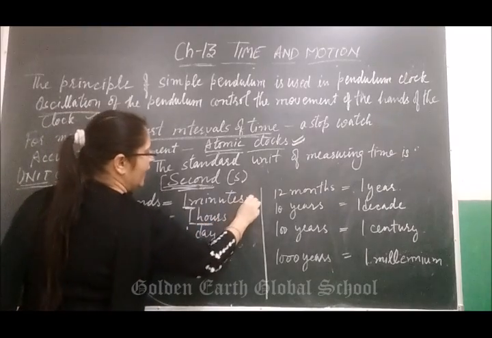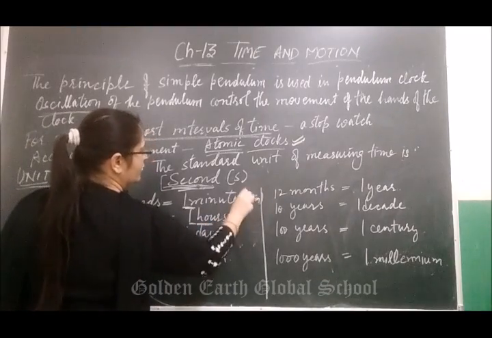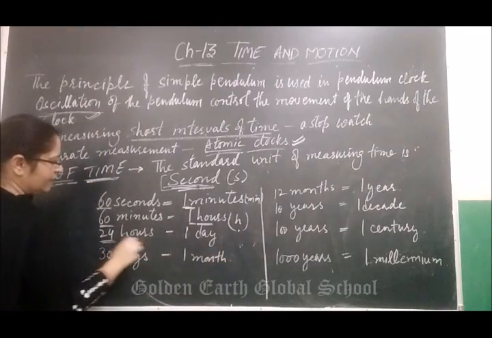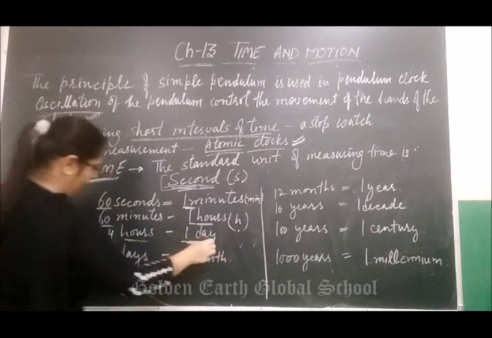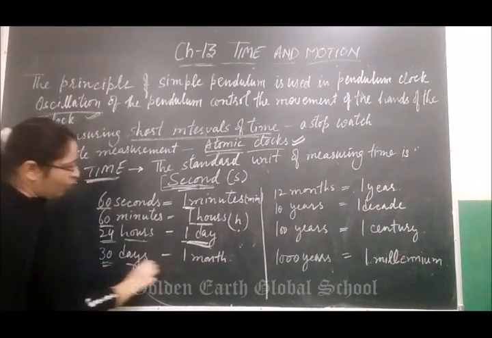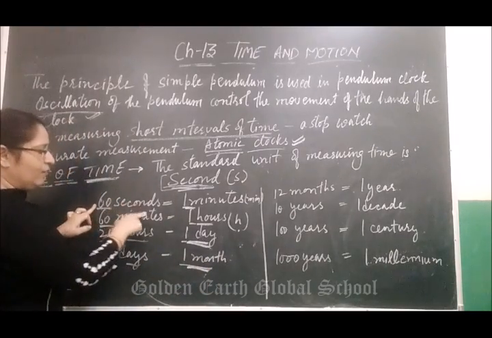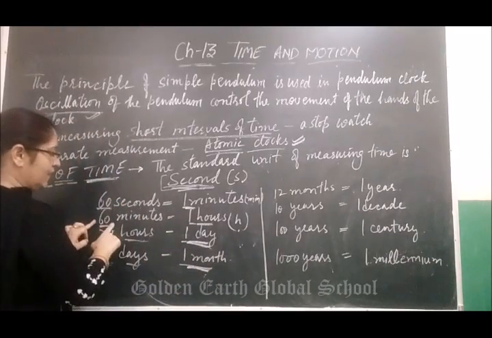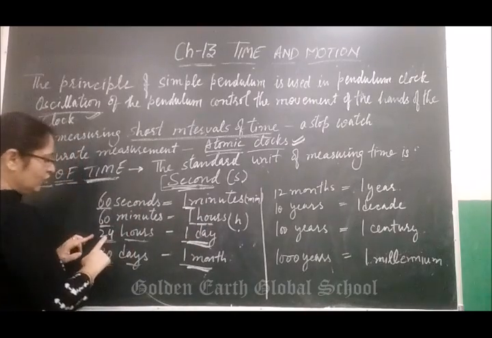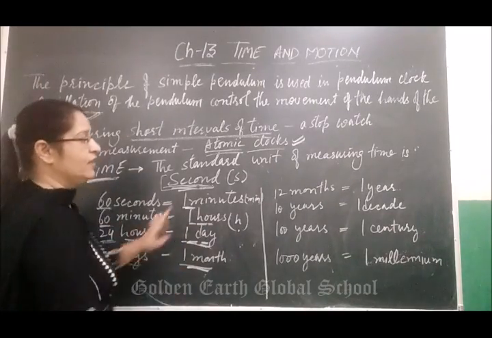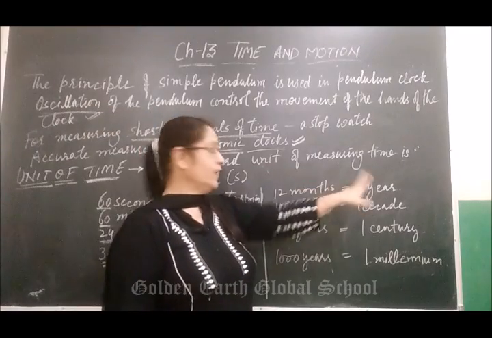We can denote minutes with min, and hours with small h. 24 hours form 1 day. 30 days make 1 month. Clear? So 60 seconds make 1 minute, 60 minutes make 1 hour, 24 hours make 1 day, 30 days make 1 month, and 12 months make 1 year.